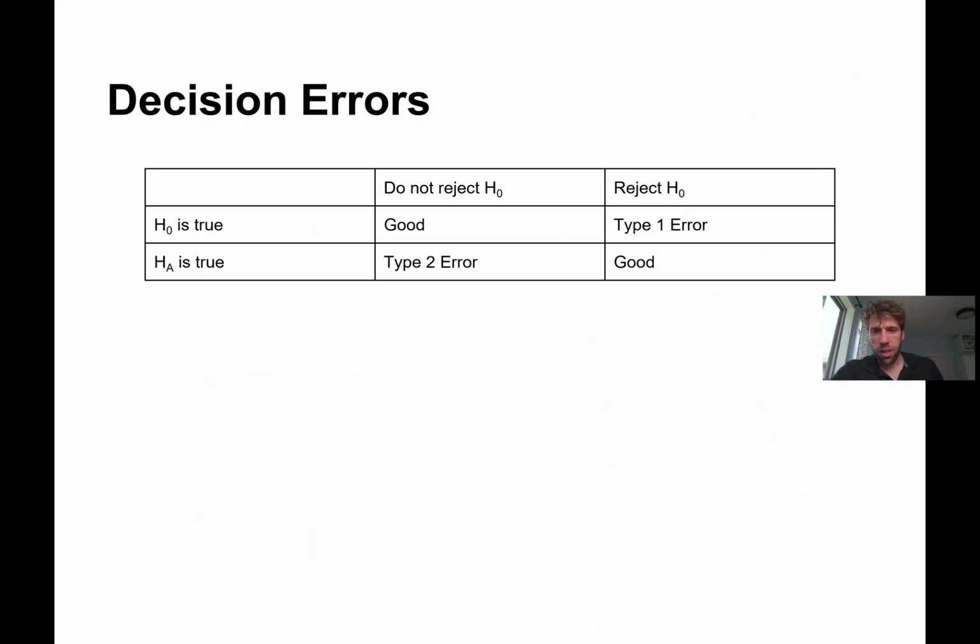So if the null hypothesis is true and we do not reject the null hypothesis, then that's good. If the alternative hypothesis is true and we reject the null hypothesis, that's also good. If the null hypothesis is true, but we reject it, that's a type 1 error. And there's another good name for that. So if you think something's going on, but it's not really going on, then it's a false positive. So positive means like something's going on. And then type 2 error would be a false negative.